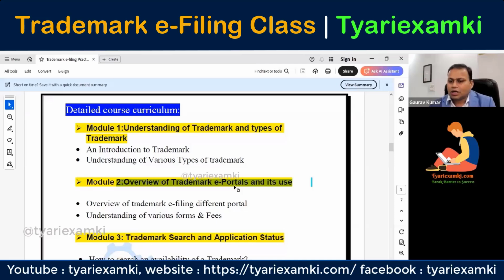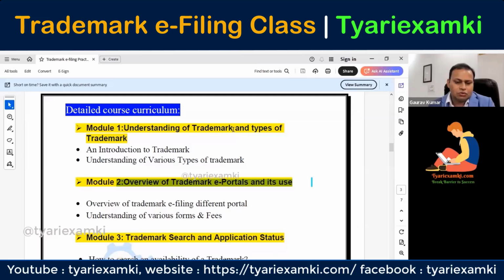Now, talking about your mentors, my name is Gaurav Kumar. I'm a trademark practitioner professional, and I've been practicing in trademark since 2012. I file a lot of trademarks and get them registered successfully. I will teach you the legal aspects, how to register on the trademark portal, and then how to file a trademark, and then filing the various other forms like the corrections, examination report, objection report, submission of the evidences, and attending the hearing.